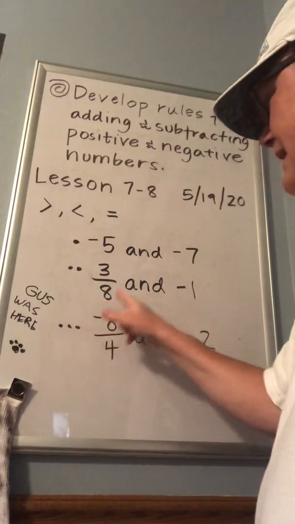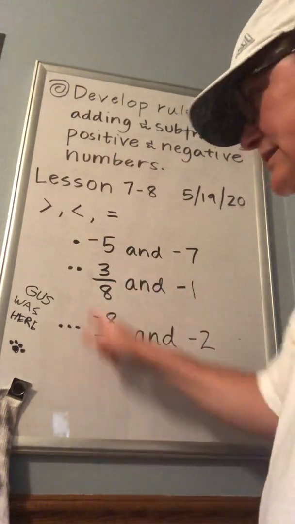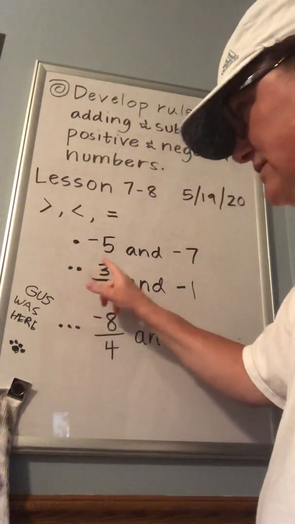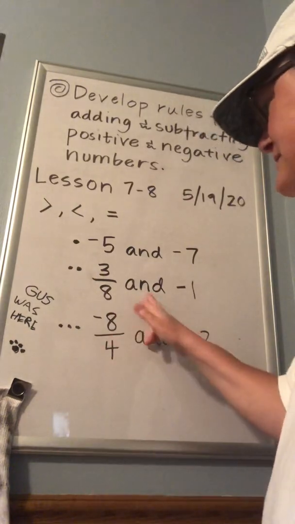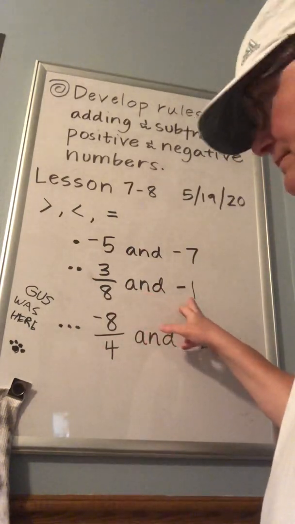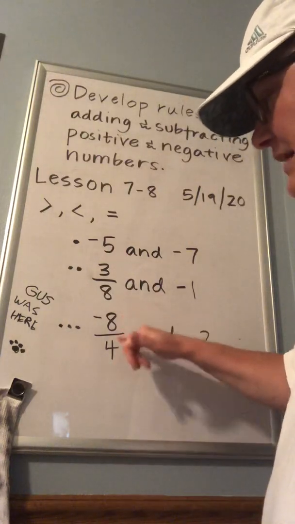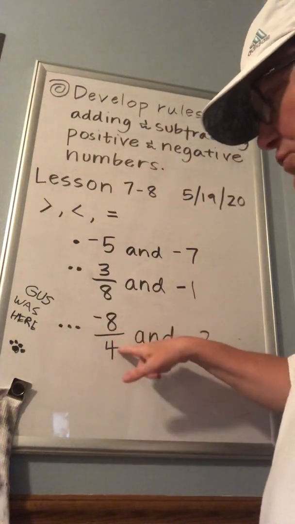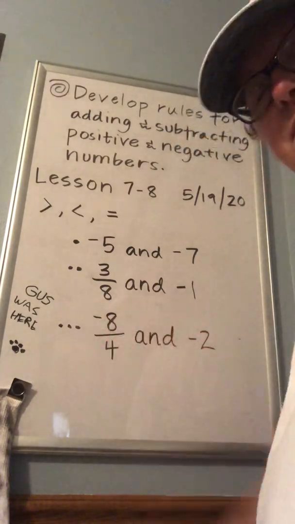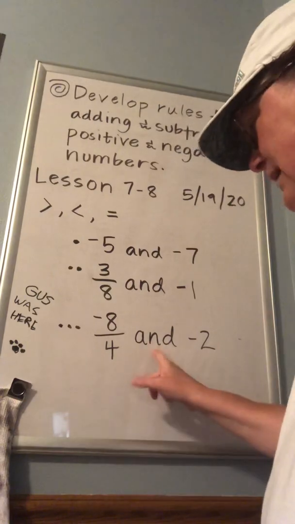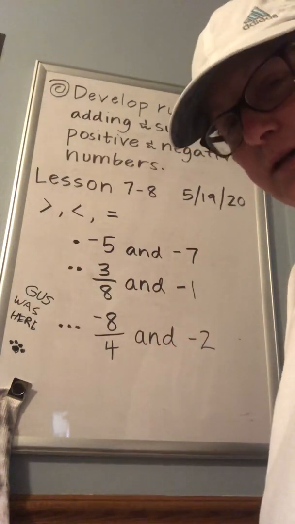Let's think about 3/8 and -1. 3/8 is a positive. It's not got a negative number in front of it, so we know it's positive, and we know that it's less than 1 because it's a fraction, but it's still greater than -1. So 3/8 is greater than -1. If you have -8/4, you're going to figure out how many times does 4 go into 8? 2 times, but that negative sign carries with it, so it's -2 and -2. What's the answer going to be? They're equal to one another.